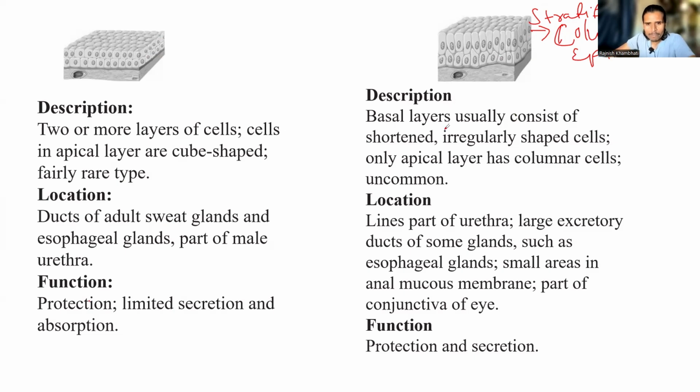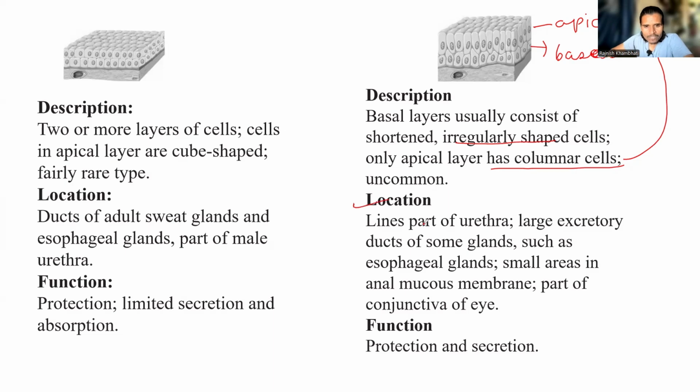Basal layers usually consist of shortened, irregularly shaped cells. You can see in the diagram, these cells are called basal cells, and apical means above. So in the basal layer, cells will be irregular in shape. Only the apical layer has the columnar epithelial cells. These cells above are columnar, but the downside is not looking like columnar, and which are uncommon.